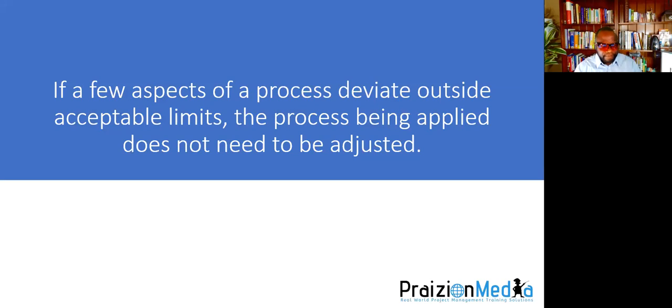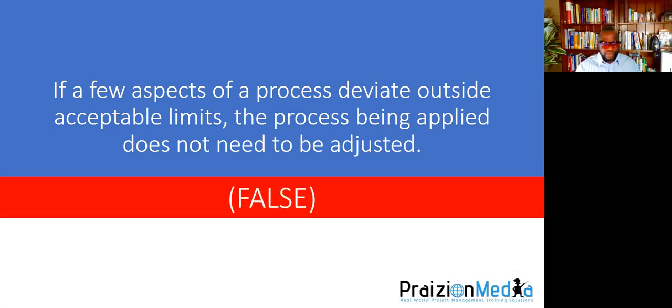Next question. If a few aspects of a process deviate outside acceptable limits, the process being applied does not need to be adjusted. True or false? 3, 2, 1. The answer is false. The key word being outside acceptable limits.